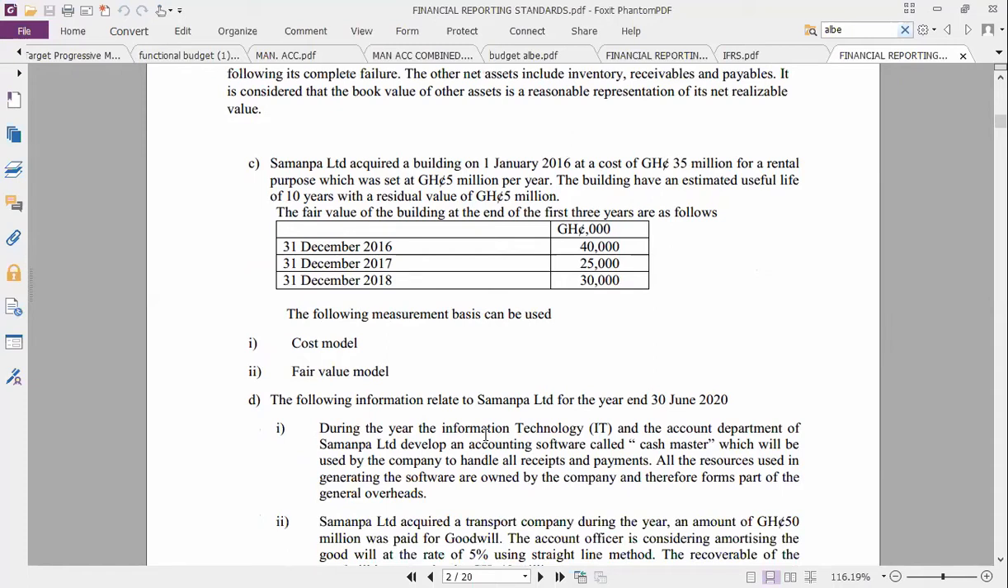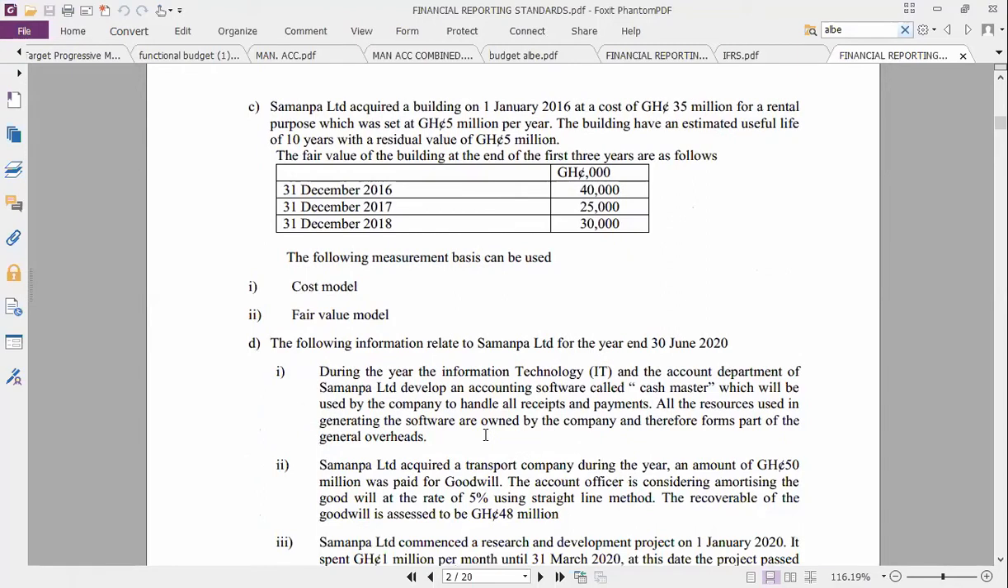The next asset on the list is C. That is the investment property. That is the next asset on the list. Investment property.